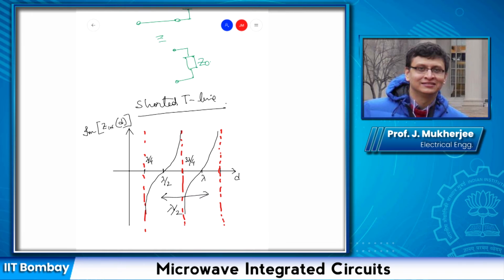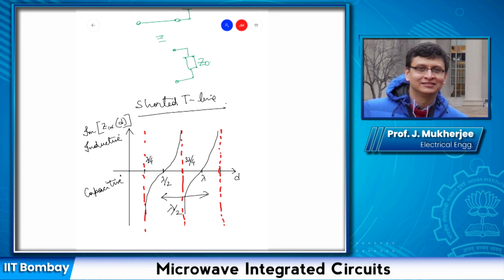The value, even though it is imaginary, can be both capacitive or inductive. Okay, so in this region it is inductive when the value of the imaginary part is positive, and in this region it is capacitive.